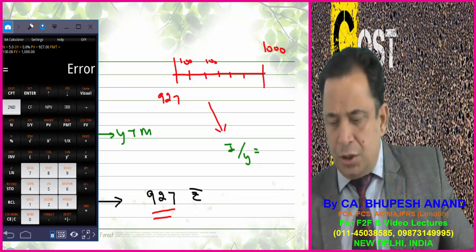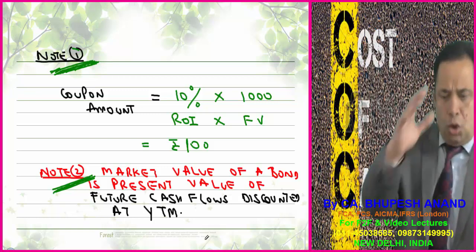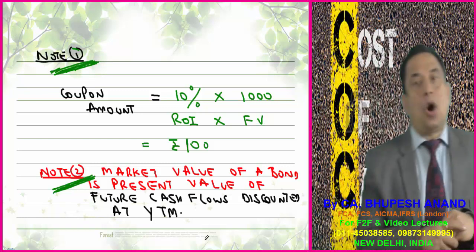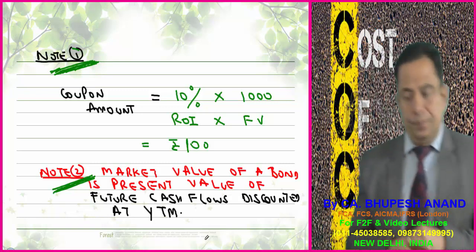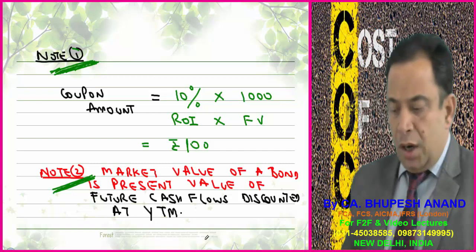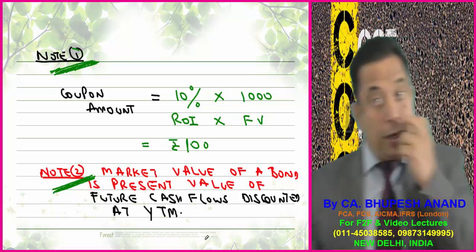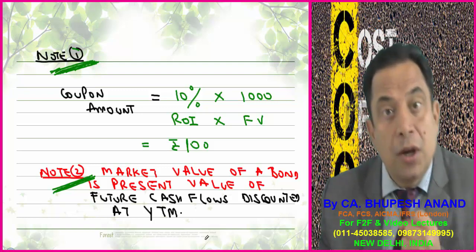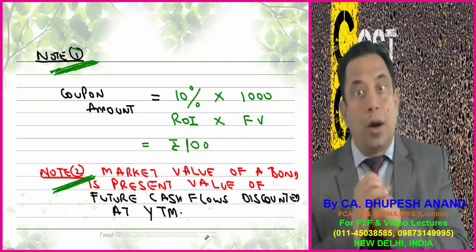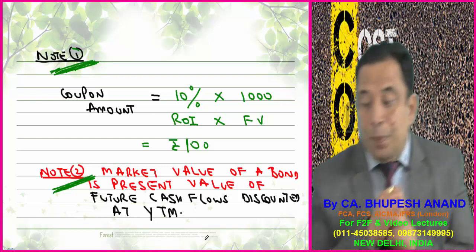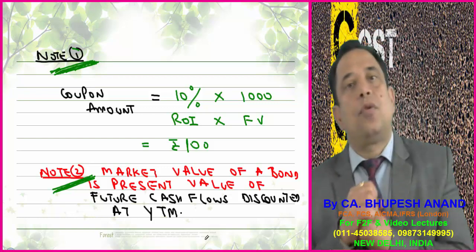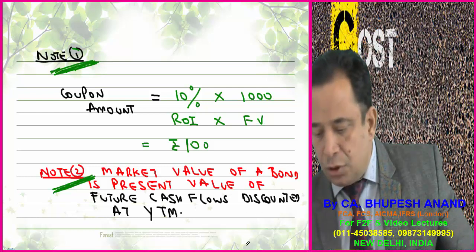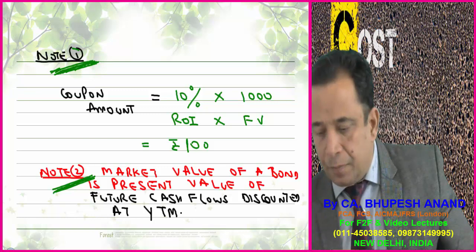I have written these steps. Please see to it. Firstly, write down note number one: coupon amount which I have calculated is 10% of 1000, that comes to 100. Note number two, most important: market value of a bond is present value of future cash flows discounted at YTM.